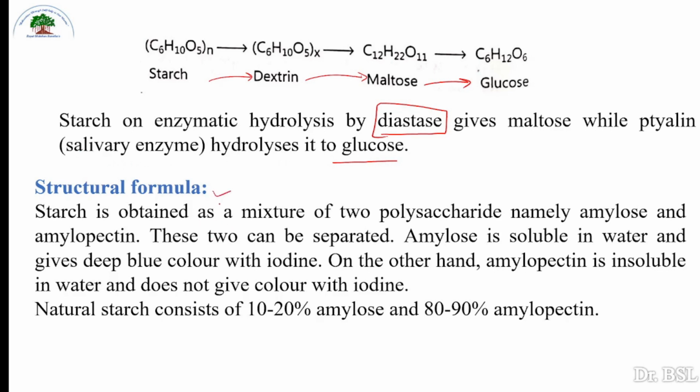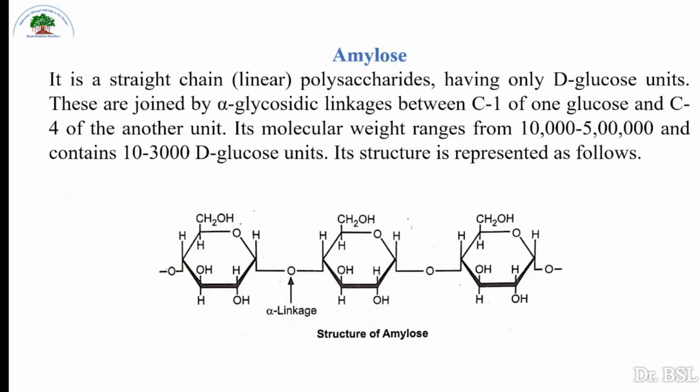Structural formula. Starch is obtained as a mixture of two polysaccharides, namely amylose and amylopectin. These two can be separated. Amylose is soluble in water and gives deep blue color with iodine. On the other hand, amylopectin is insoluble in water and it does not give color with iodine. So their properties are different. Natural starch consists of 10 to 20% amylose and 80 to 90% of amylopectin.